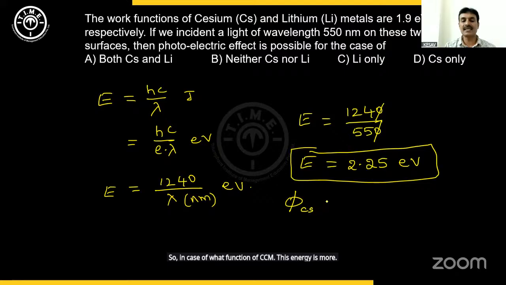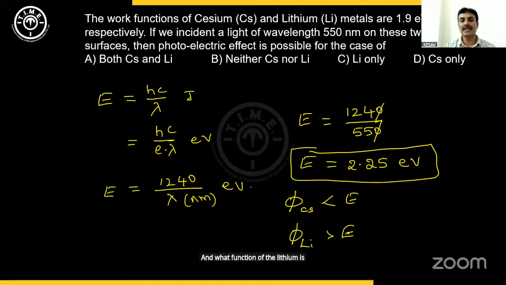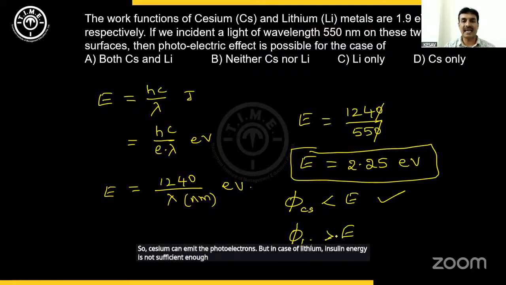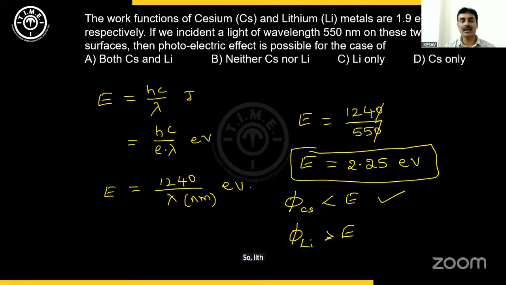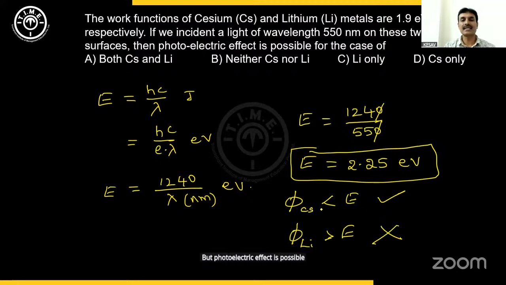Work function of the cesium is less than the incident energy, and work function of the lithium is more than the incident energy. So cesium can emit the photoelectrons, but in case of lithium, incident energy is not sufficient enough to liberate the electrons. So lithium cannot liberate the electrons. No photoelectric effect takes place in case of lithium, but photoelectric effect is possible with cesium. So cesium only emits photoelectrons. That is option D. Very interesting question, right?